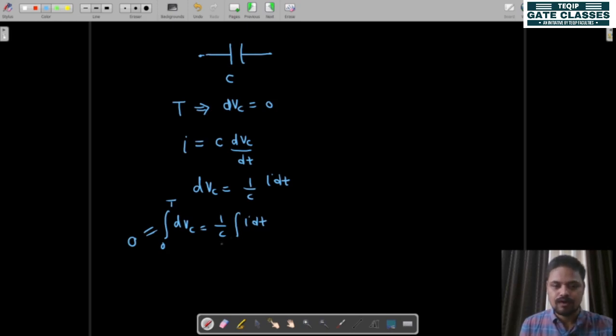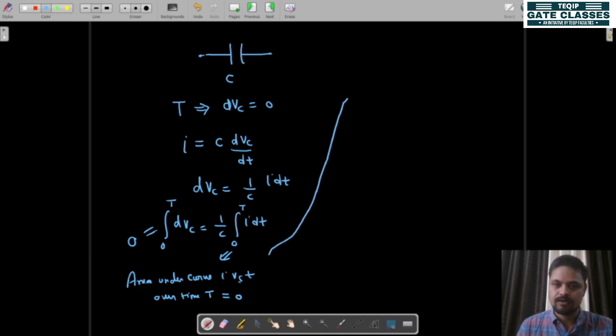So from this point, again the area under the curve of I versus t over time t is equal to 0. So this gives rise to the current-time criteria.